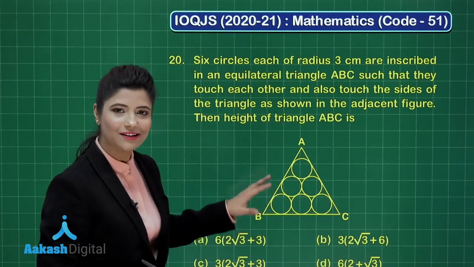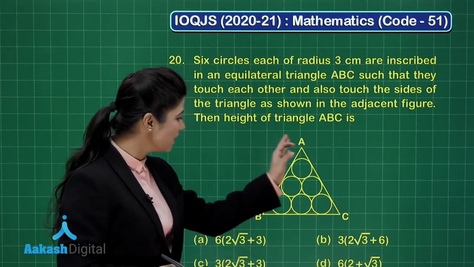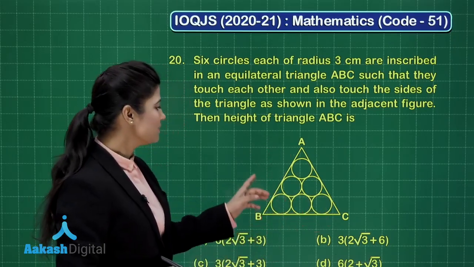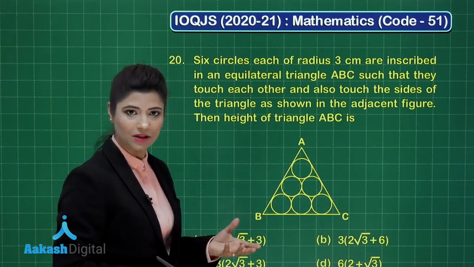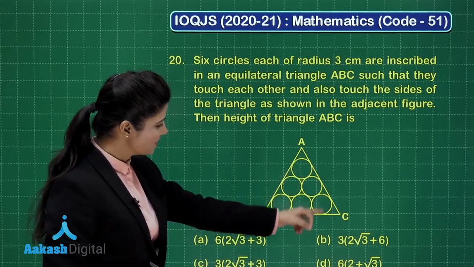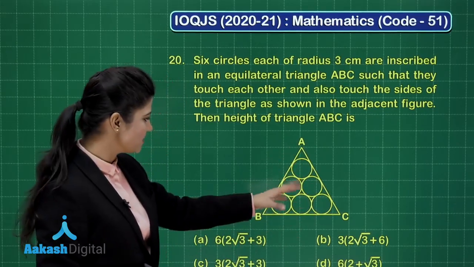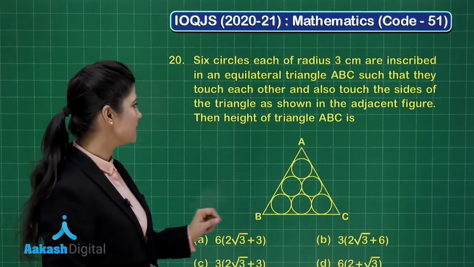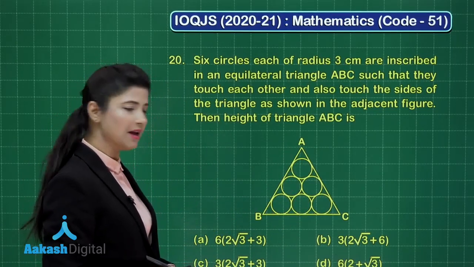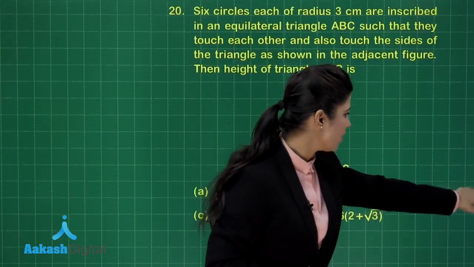In this figure you can clearly visualize, this triangle ABC is an equilateral triangle. 6 circles of the same radii, that is 3 centimeter, are inscribed in it, and each of the circles is touching the sides of the equilateral triangle and then they are touching the adjacent circles. In this case we need to find the height of the triangle ABC. You can very well see the options provided.